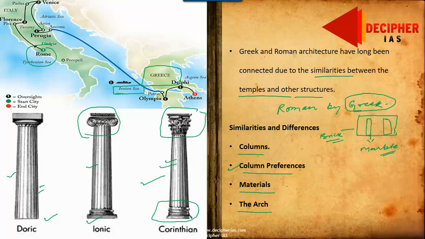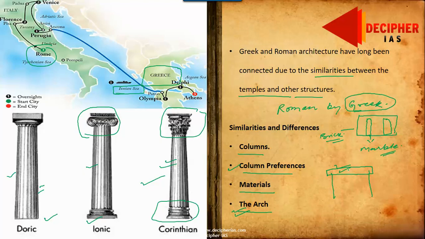Okay, the arch, the last point we need to discuss. Greeks tended to support the roof of their building with a post and lintel system. What is the post and lintel system? This is the first beam, this is the second beam, and these two beams support a third beam. This is what we call the post and lintel system. Two beams hold up a third horizontal beam. These are vertical, and this one is the horizontal beam.